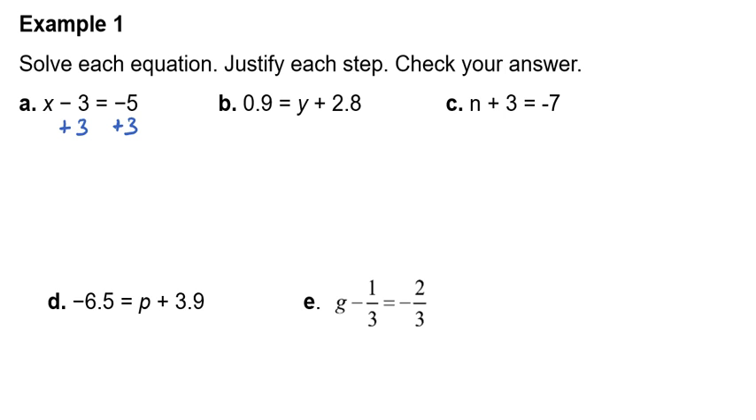So what does that leave us with? Well, over here, because addition and subtraction are inverses, that's going to go away. And we're going to have x equals negative 2. And again, the justification, because we're supposed to justify each step, this is going to be the addition property of equality.